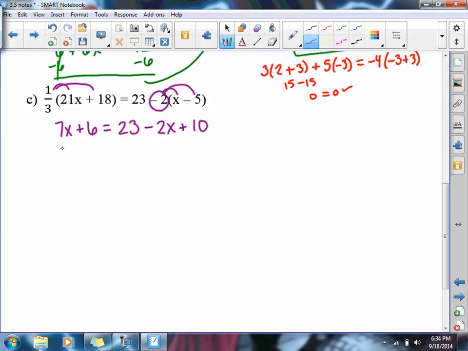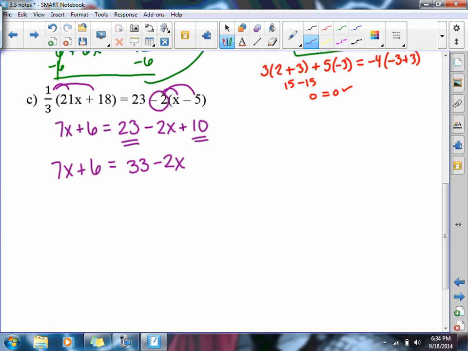Okay, now I'm going to check the left side of the equation to see if I have any like terms to combine together, and I don't. On the right side of the equation, I have a 23 and a 10 that I can combine together. So 23 plus 10, that's going to be 33. So I'll have 33 minus 2x, and then I can bring down the 7x plus 6.